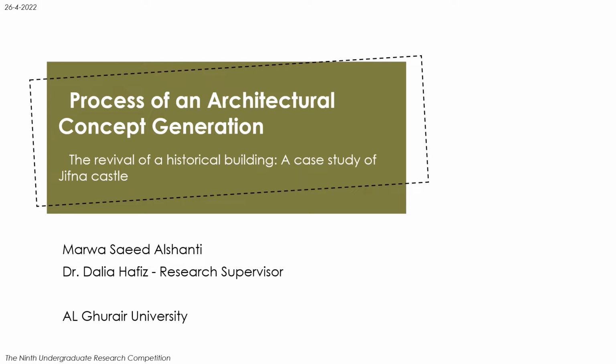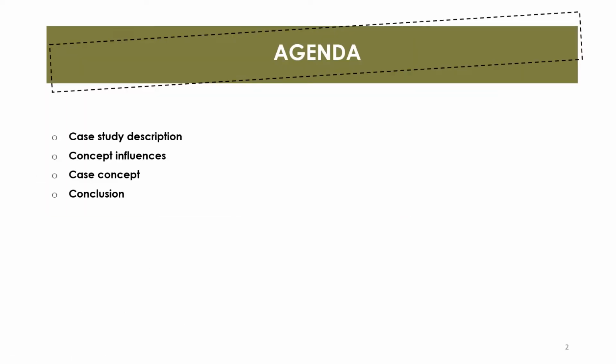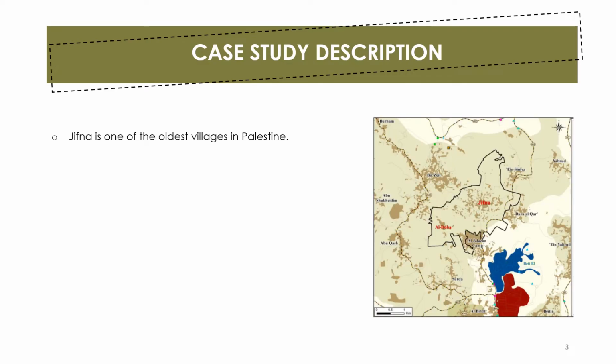This paper is going to present a process and an approach of how to develop a design concept by examining different influences, and it was based on a thesis project of upcycling an ancient castle. In this presentation, we will introduce the case study and the influences that will affect forming the case concept and then to conclude.